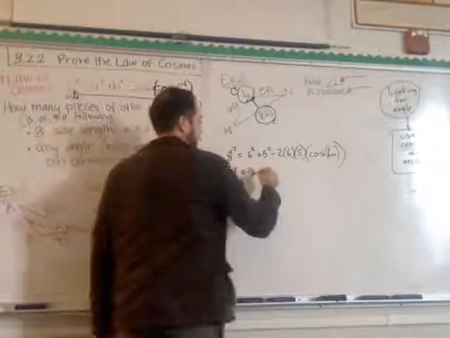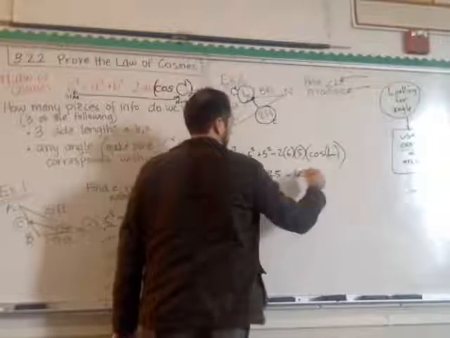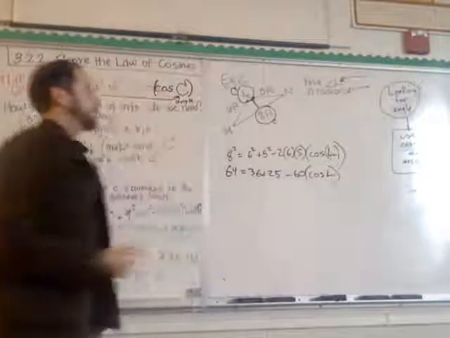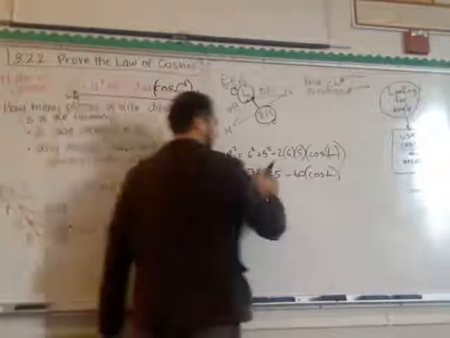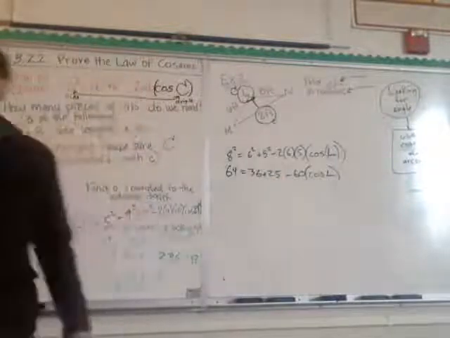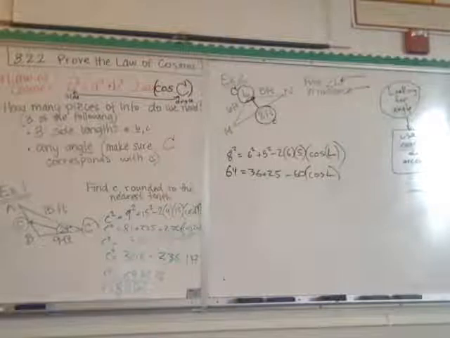64, 36, 25, 60. Finish it up. Don't subtract that 6. You've got to multiply it, remember? But after we do that, get everything to one side so your unknown is alone. It's isolated.